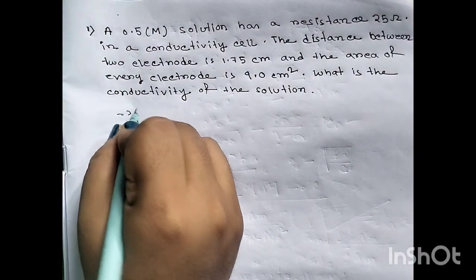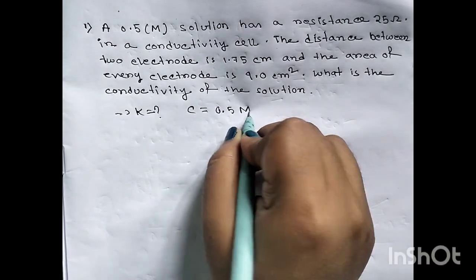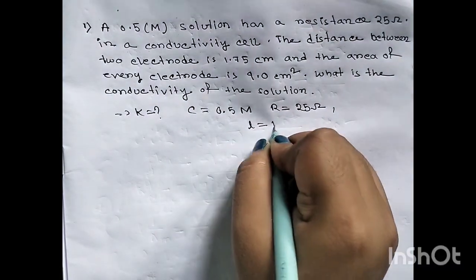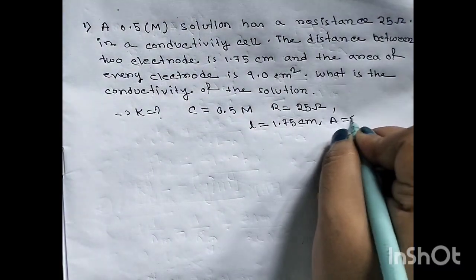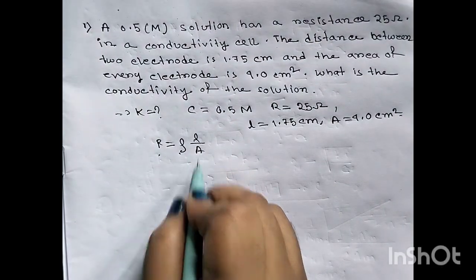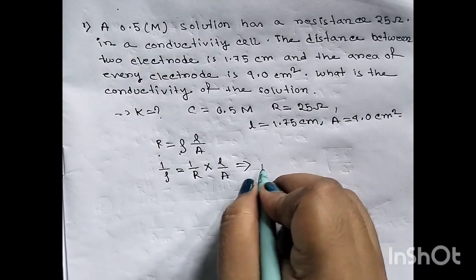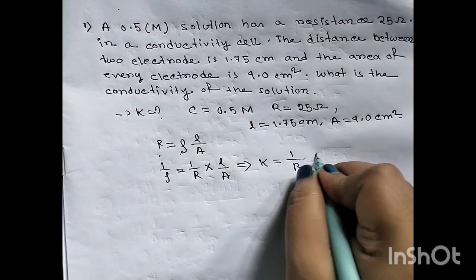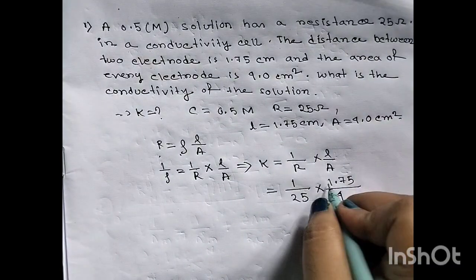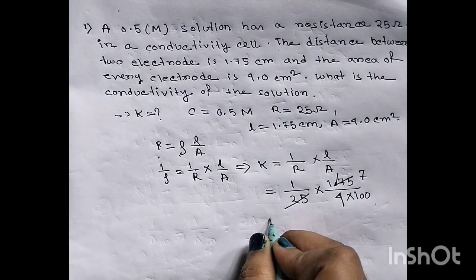Okay, conductivity, that means kappa is asked. अच्छा, ओके, given C, the concentration, equals 0.5 molar, is not required here. Okay, and R equals 25 ohm, L equals 1.75 cm and A equals 4.0 cm square. We know R equals rho L by A, resistance equals resistivity into cell constant, and 1 by rho, 1 by resistivity, is called conductivity, equals 1 by R into L by A. Then 1 by 25 into L, that is 1.75, by area 4. Now we calculate.